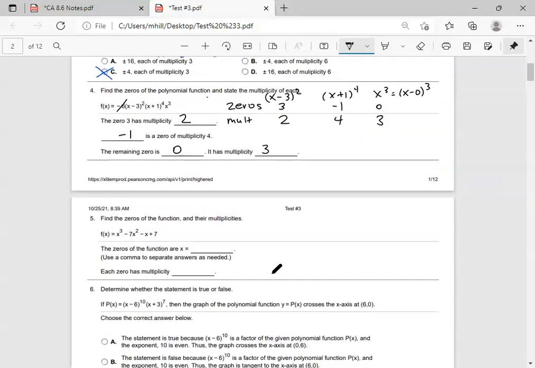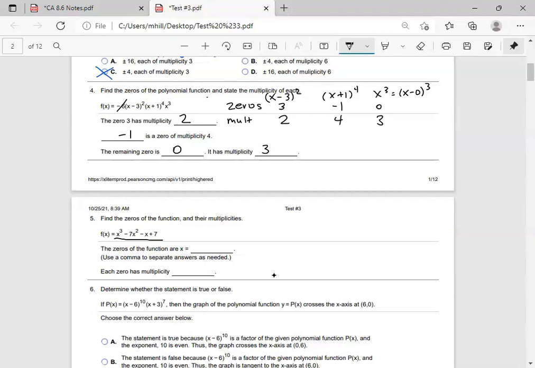Okay. Number 5, our goal is to get to 10 today. Find the zeros of the functions and their multiplicities. So this is an x to the 3rd. So we talked today, how do you find zeros? Can't use the quad program on this one because it's x to the 3rd. So we could use the polyroot finder, the app, and see if that will get us started.